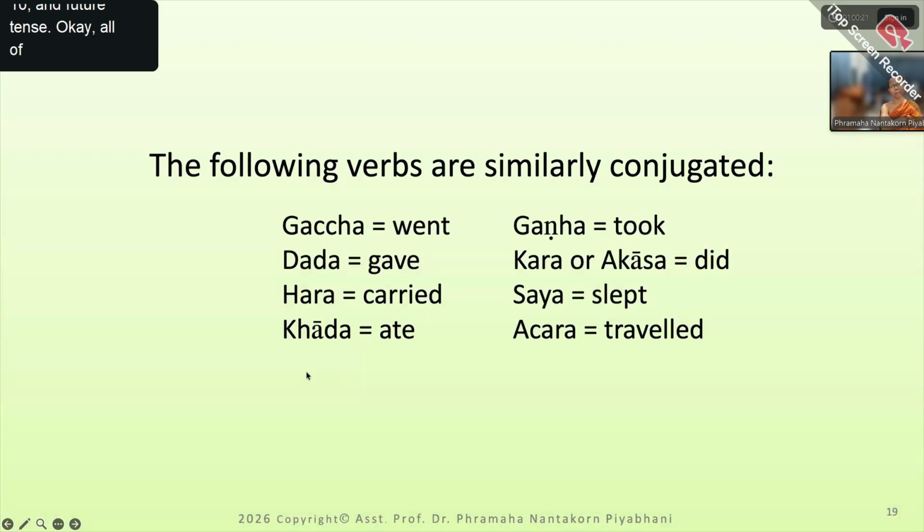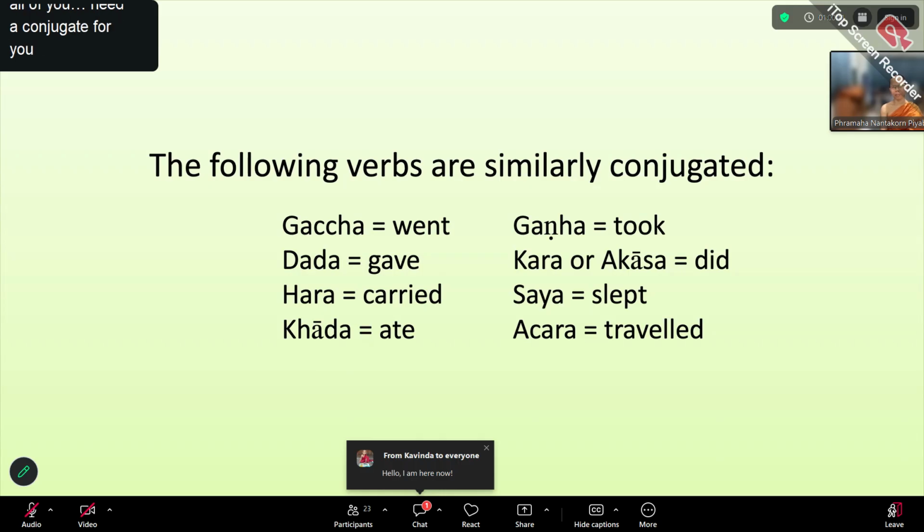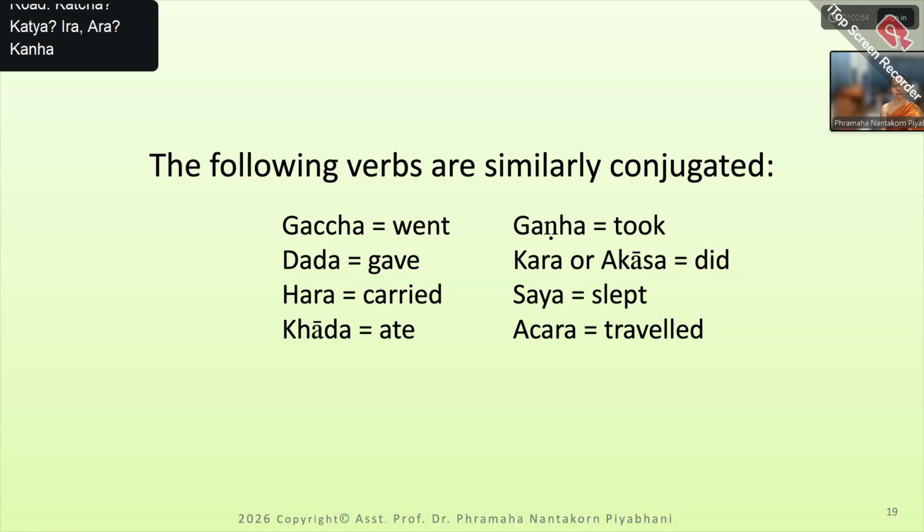Okay, all of these verbs similarly conjugate. Similarly conjugate the root. Okay, which one do all of you need me to conjugate for you first as the example? Which root? Gaccha, kata, hara, kanha, kara, saya, ajara. Which one? All of you need me to conjugate for you as example.